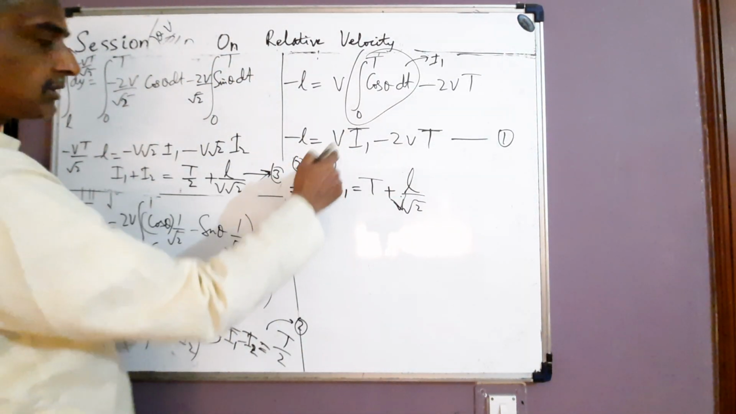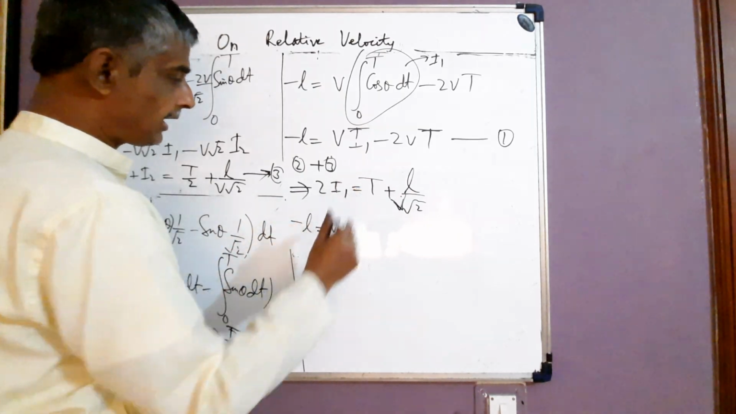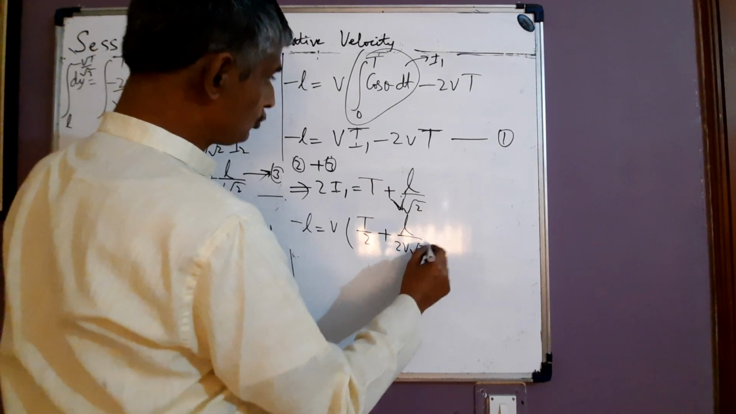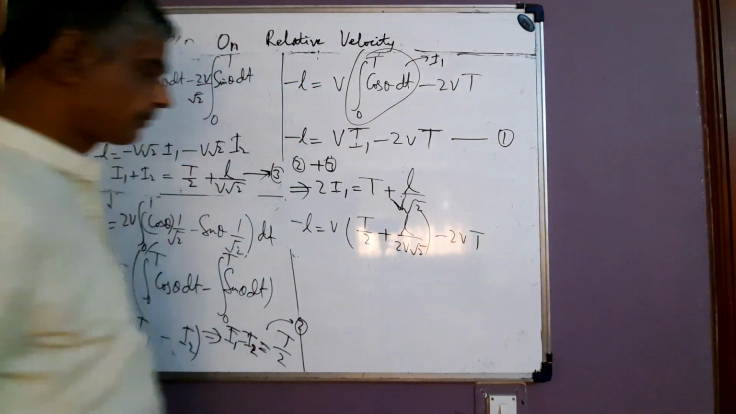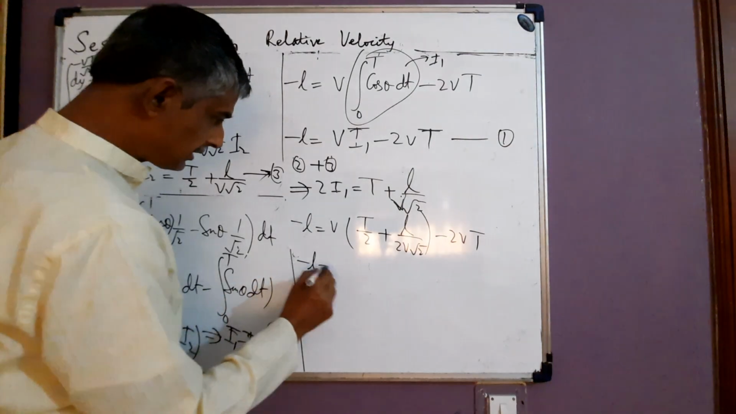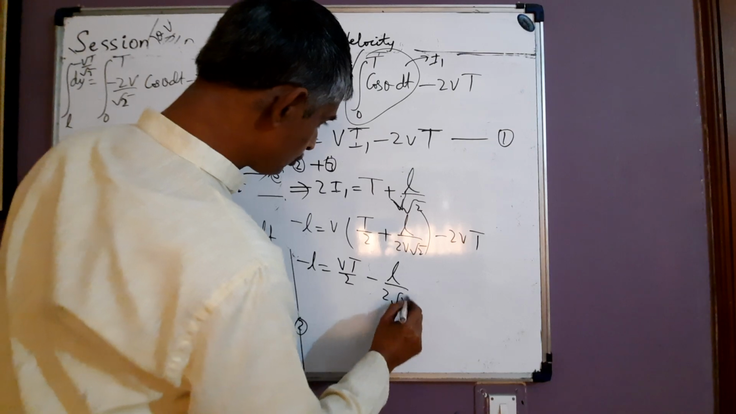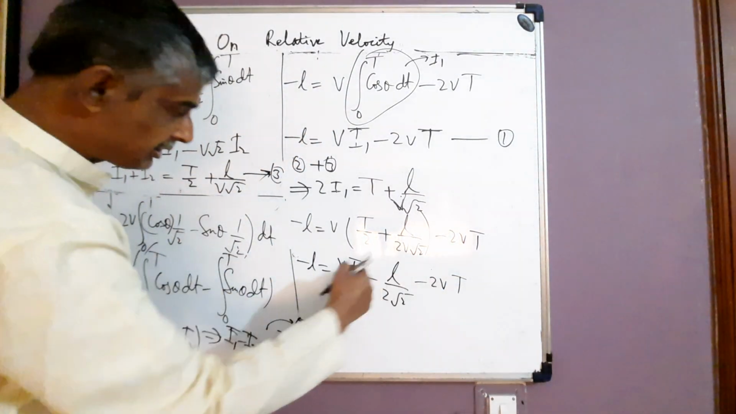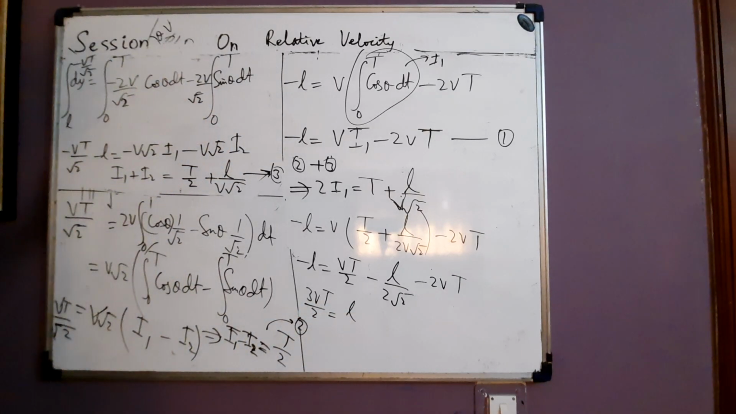Now this I1 I put here. So minus L equal to V times I1, T by 2 plus L by 2 V root 2, minus what? 2 Vt. Alright. So this becomes minus L equal to Vt by 2, minus L by 2 root 2, minus what? 2 Vt. So 2 Vt and 3 Vt by 2, L. This becomes how much?